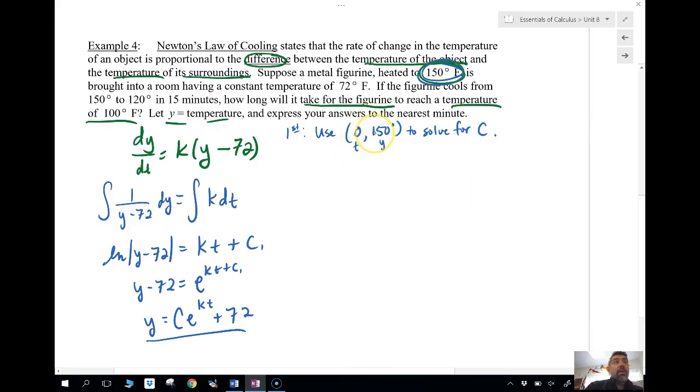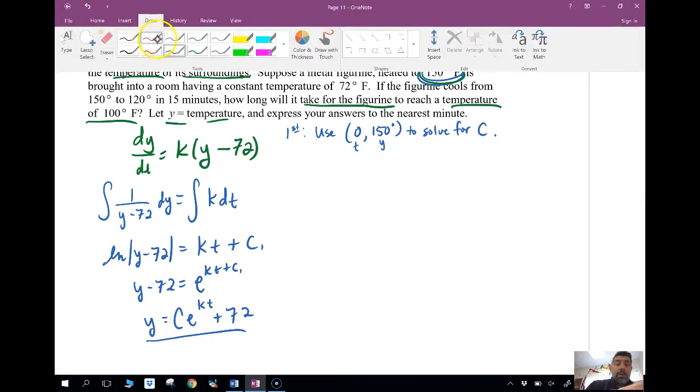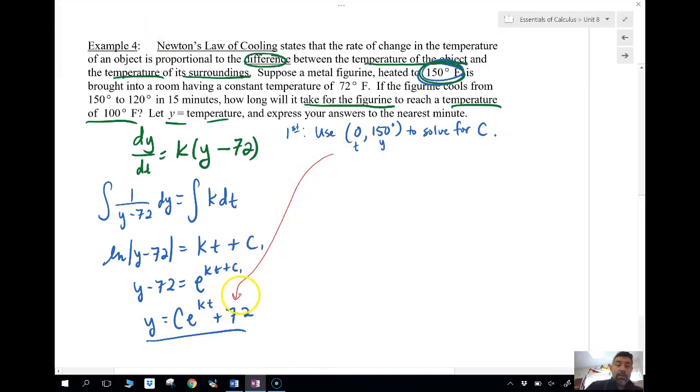This is y, 150. So we're going to go and plug that into my equation. So I'm going to have 150 minus 72. Or I can just do, I mean, it's better to do 150 minus 72. So 150 equals c e to the kt, so t was 0, plus 72. So I'm going to subtract 72 over.